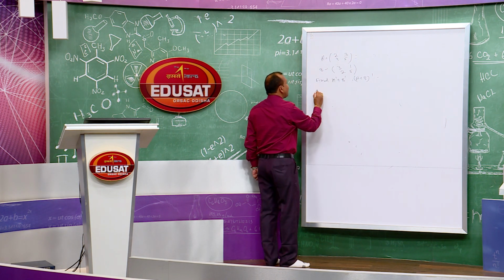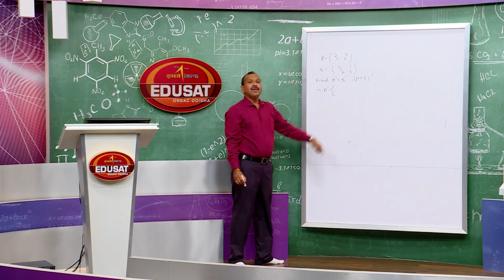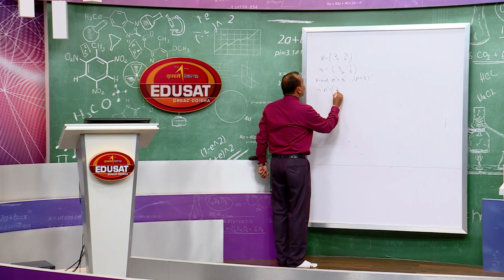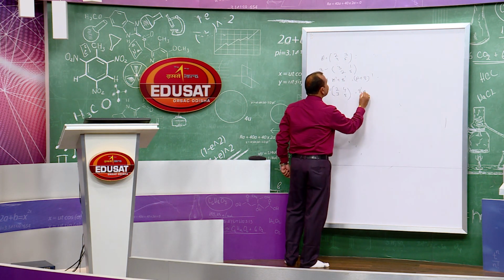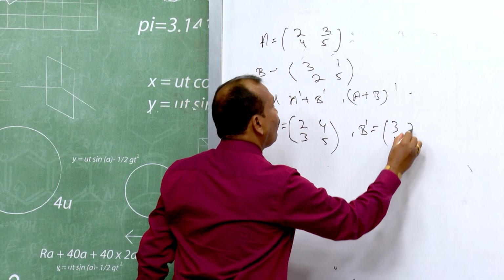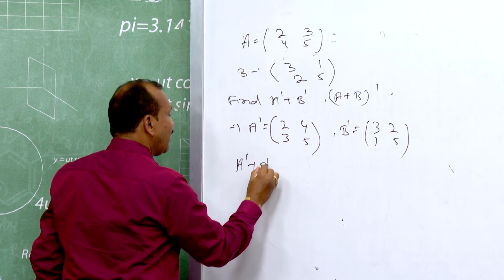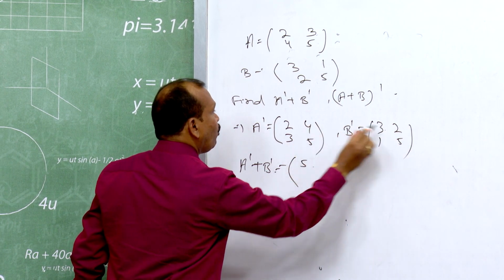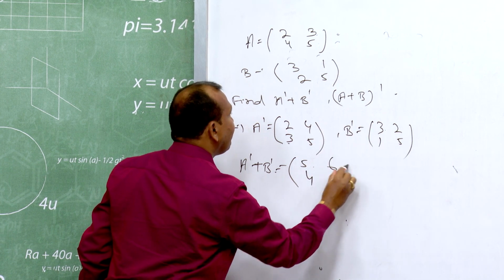A is given, this implies that A dash can be obtained by interchanging rows and columns. That means 2, 3 becomes a column, and we have 2, 3, 4, 5. Similarly, we have B dash by interchanging rows and columns of 3, 1, 2, 5. A dash plus B dash becomes 2 plus 3 is equal to 5, 4 plus 2 is equal to 6, 3 plus 1 is equal to 4, 5 plus 5 is equal to 10.